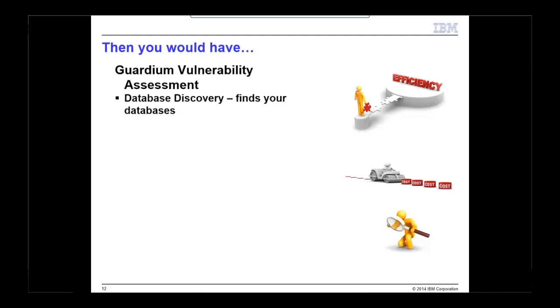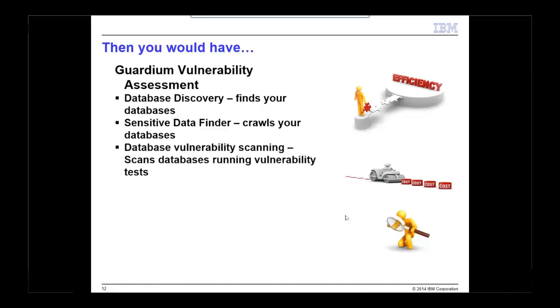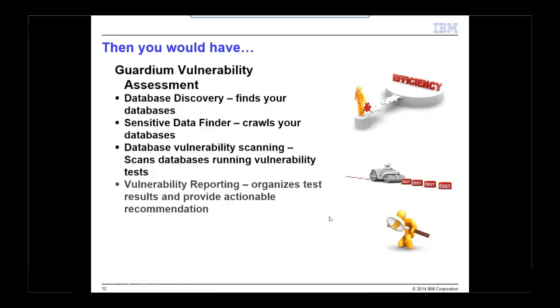When you have the product, you have the ability to do database discovery, which is there's often the case that people don't know what databases they have. In fact, it's a serious issue, actually just knowing where your databases exist, and then what is in those databases. What of these databases that we know about, what sensitive data exists there? So we have a sensitive data finder that crawls through the databases, and it provides database vulnerability scanning. So it will run through all the databases that you point your tests at, and give you that information. And the reporting organizes the results and provides actionable recommendations.